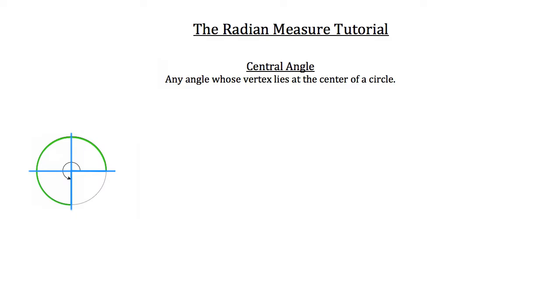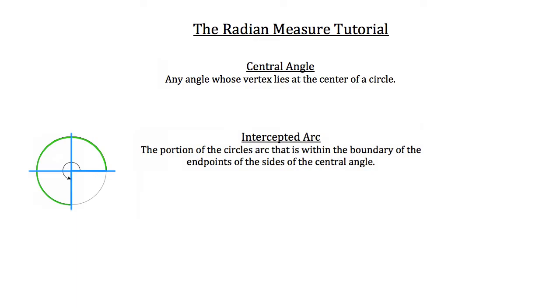Now an important aspect of circles and central angles is arcs, and their intercepted arcs. An intercepted arc is the portion of the circle's arc that is within the boundary of the endpoints of the sides of the central angle. So if our central angle had these two sides to it, here and here, then the portion of the circle's arc that's within the boundary of those endpoints is this green portion of the arc right here. That's all inside of this angle right here.